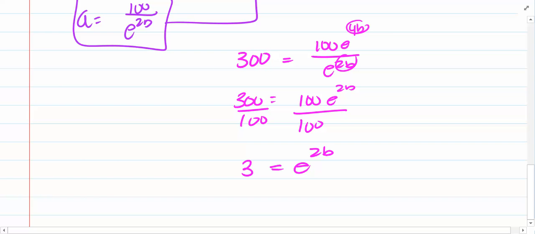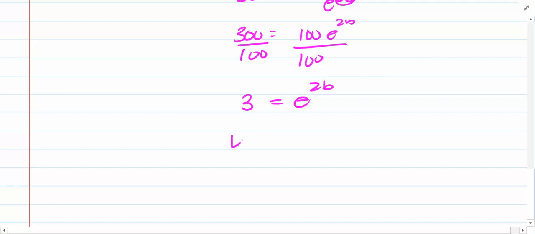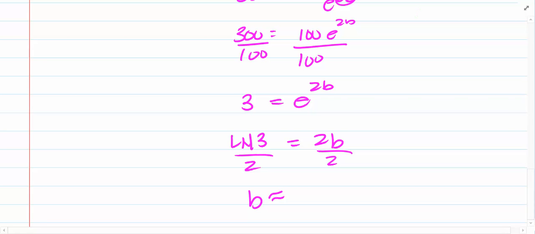Hey, it's a good thing we know something about logarithms. We're going to take the natural log of both sides. So the natural log of 3 is equal to 2b. Everybody cool with that part? Good. I want b, don't I? We're going to divide by 2. So that means that b is approximately, can you guys tell me what that is? The natural log of 3 divided by 2? 0.549. Okay. That is our growth rate.